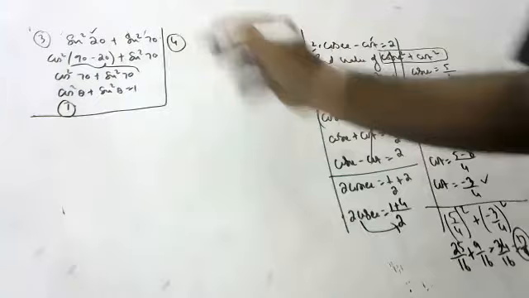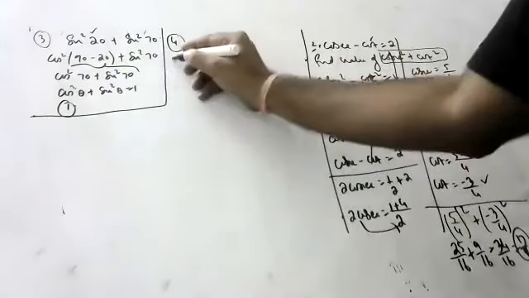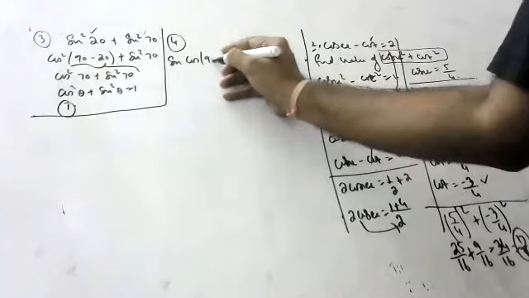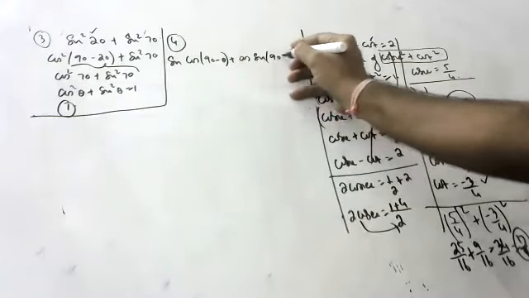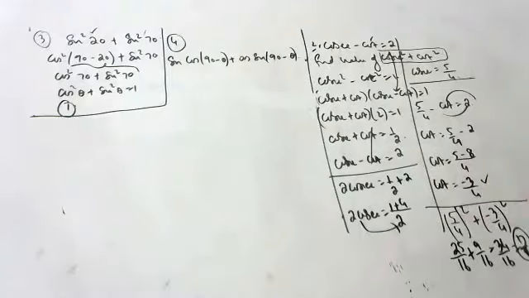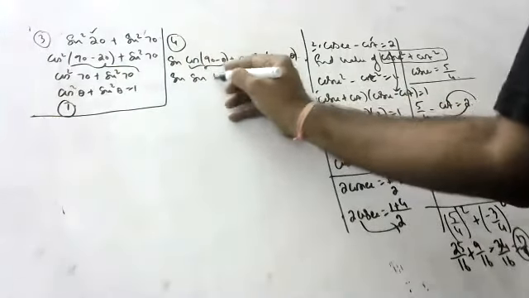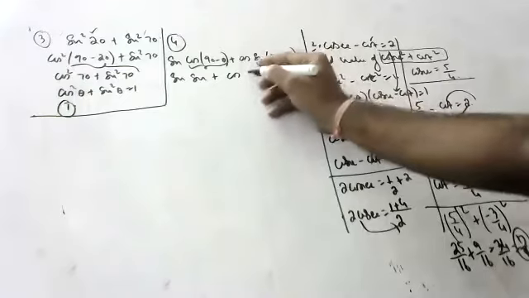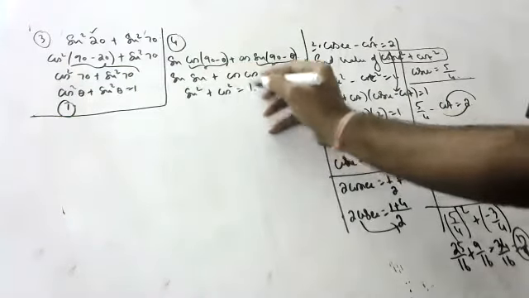Okay, children. Next, what is the next question? Sine into cos of 90 minus theta plus cos into sine of 90 minus theta. How much is it? So, children, cos of 90 minus theta is sine, and sine of 90 minus theta is cos. So it becomes sine square theta plus cos square theta, which is equal to 1.